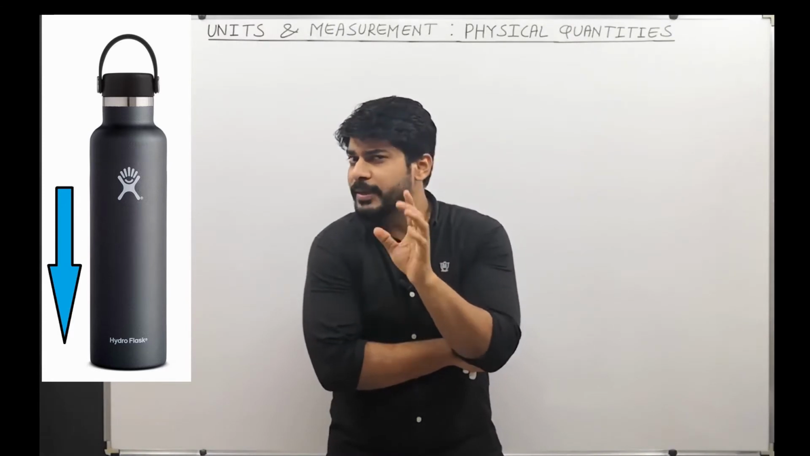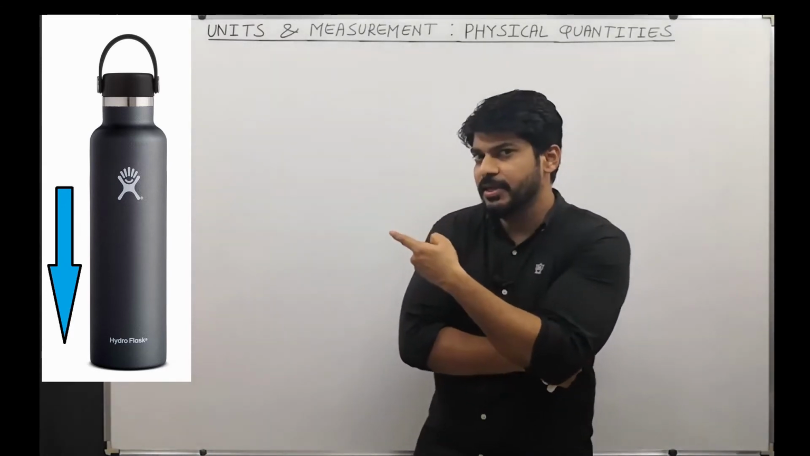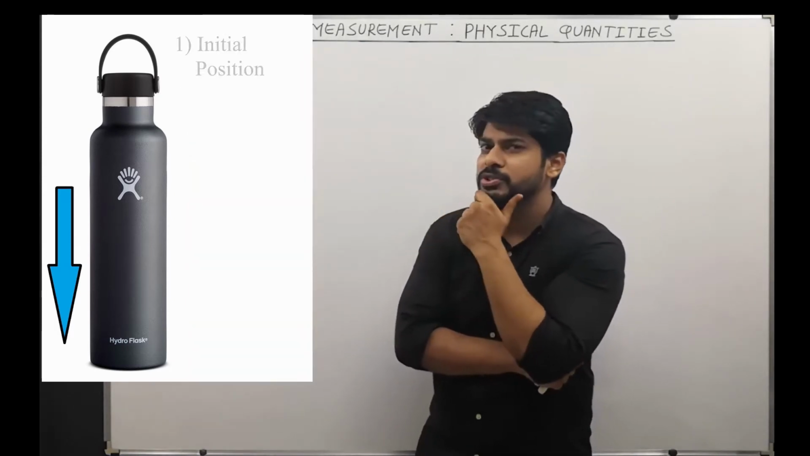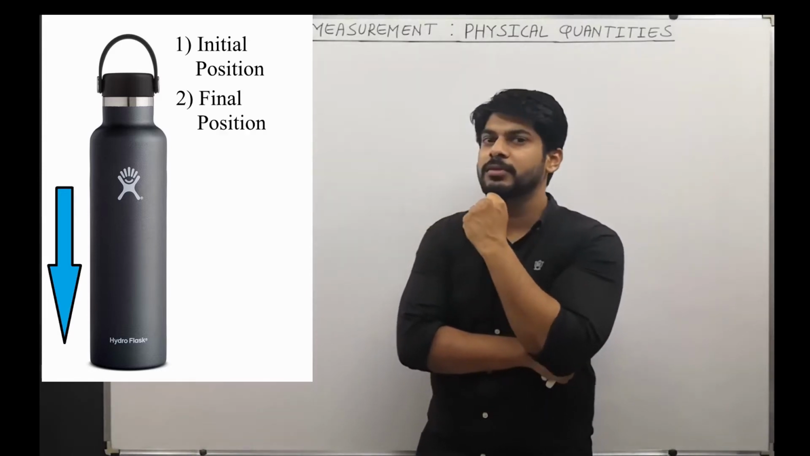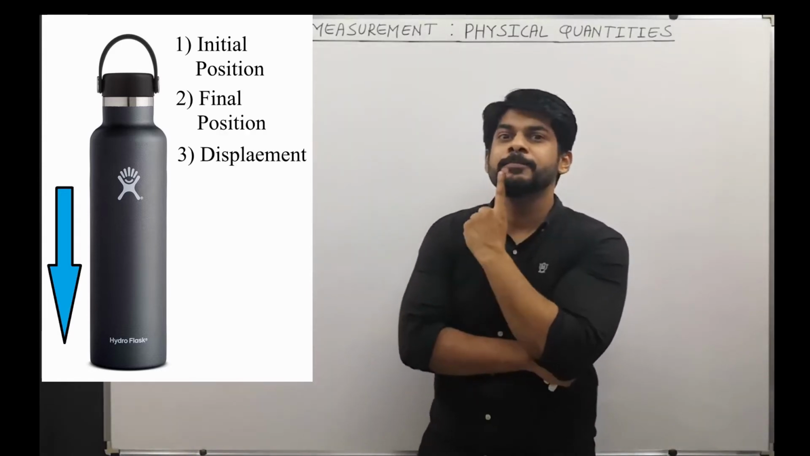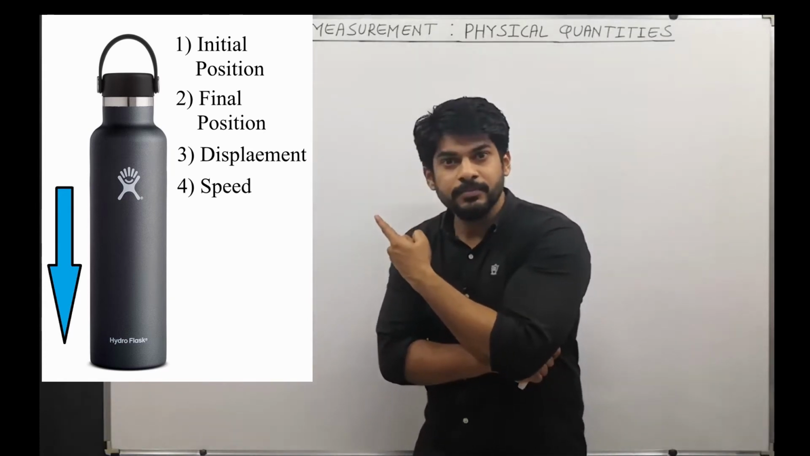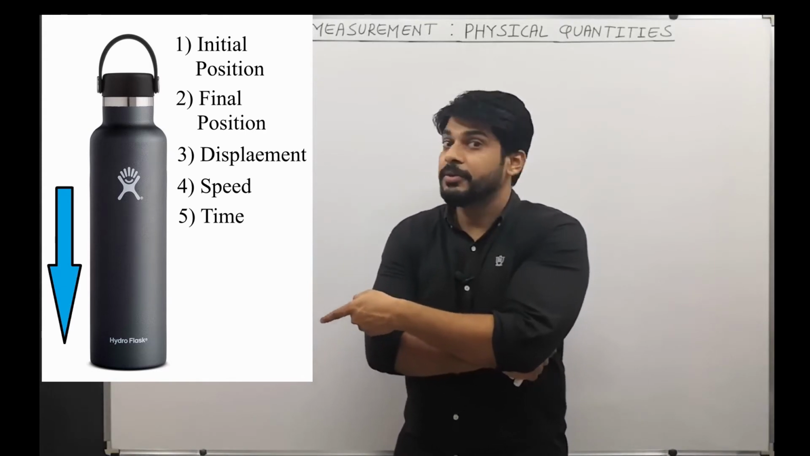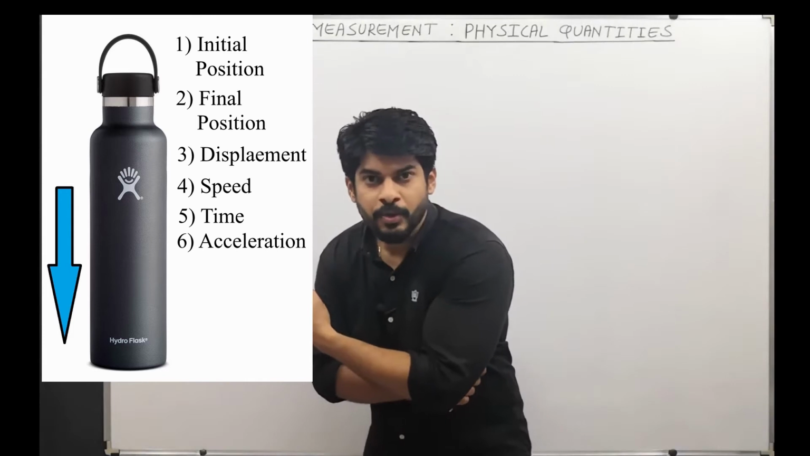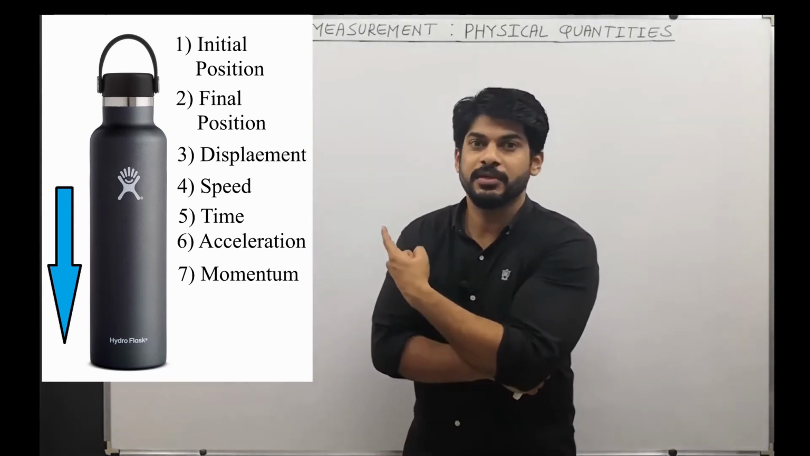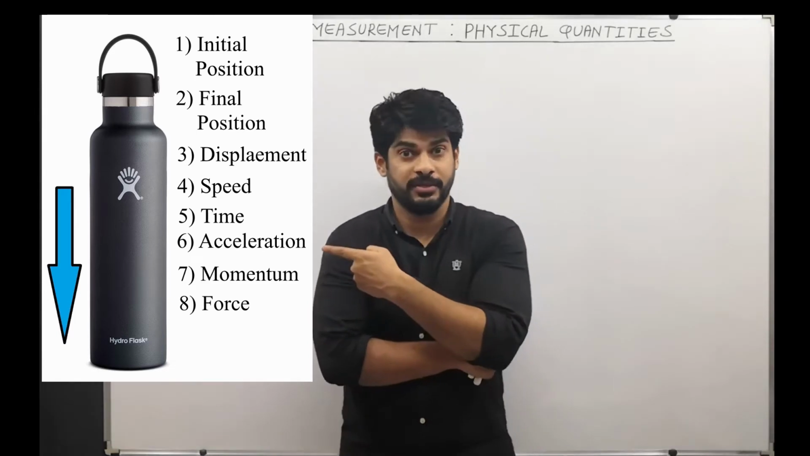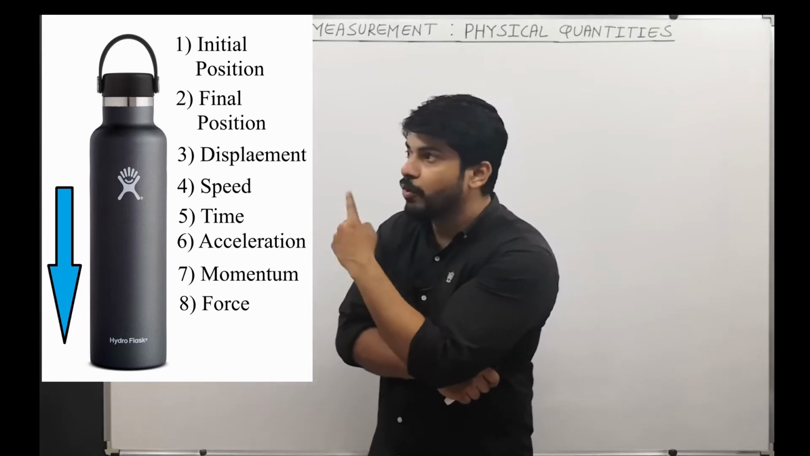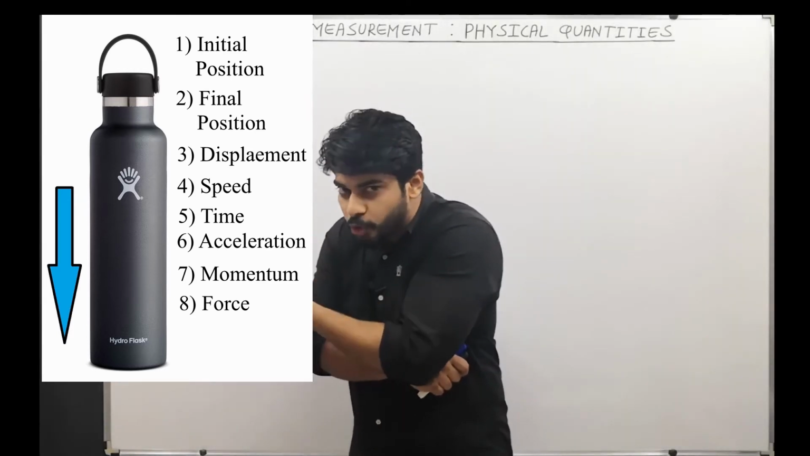If I have to completely describe this event, I have to talk about its initial position, its final position, its displacement, its speed at a time. How much time did it require to fall down? Then what is its acceleration? What is its momentum at a time? What is the force acting on it? These are the properties that I require if I have to describe this event, the falling bottle event.